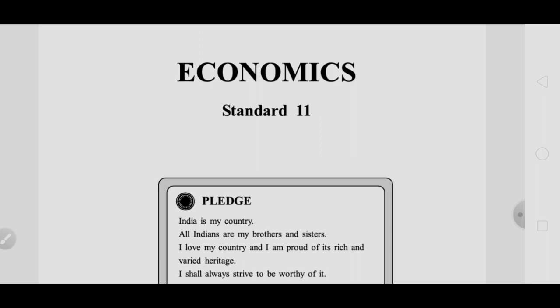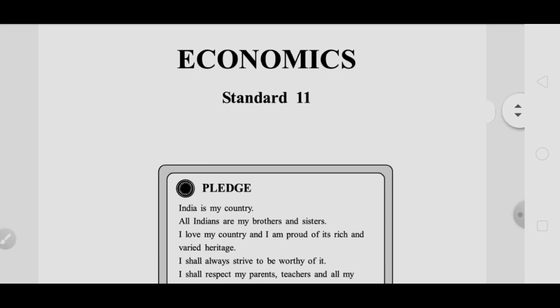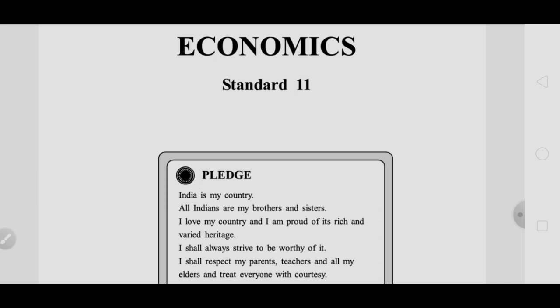First of all, I want to give a small introduction about me. I have completed my graduation in BBA, then I have completed MBA, and recently I have completed my MCom course also. And I am teaching for 10 years, so I have 10 years of experience in the commerce field. First of all, let us talk about the subject matter of economics.